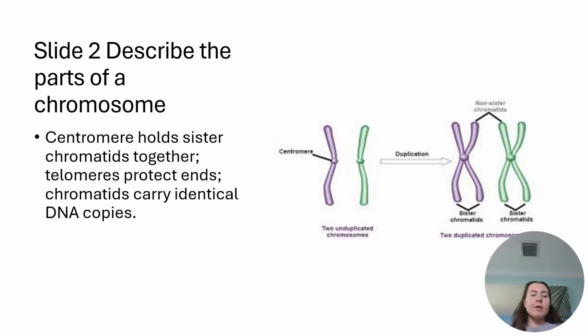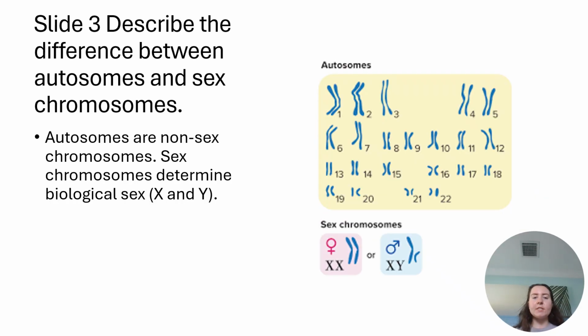2. Describe the parts of a chromosome. Centromere holds sister chromatids together, telomeres protect ends, and chromatids carry identical DNA copies. As you can see, there are the chromosomes right over there. Slide 3. Describe the difference between autosomes and sex chromosomes. Autosomes are non-sex chromosomes, and sex chromosomes determine biological sex, X and Y. We have the autosomes and all the chromosomes over there.